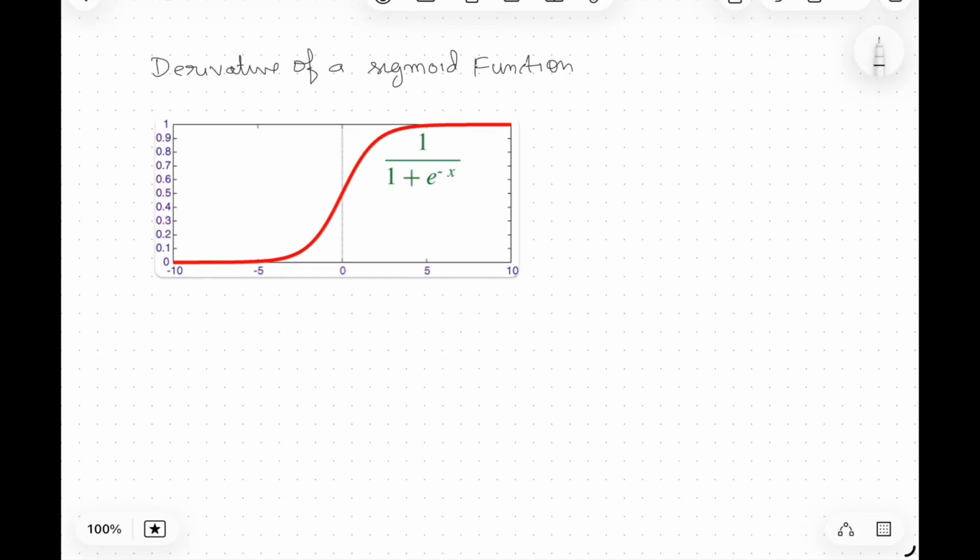Derivative of a sigmoid function. So this is the sigmoid function. Its formula is f(x), which is equal to y, which is equal to 1 upon 1 plus e to the power minus x. The formula that dy/dx of f^n is equal to n f to the power n minus 1 and d over dx of f.